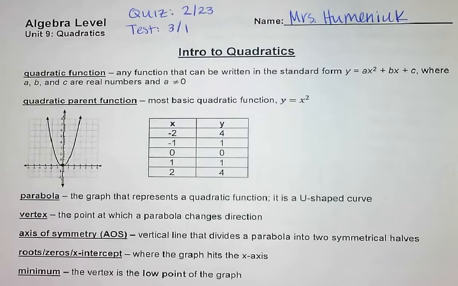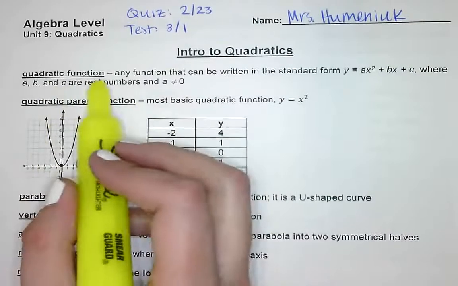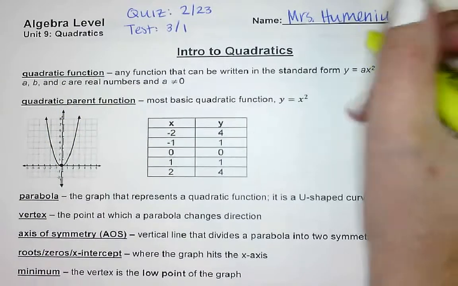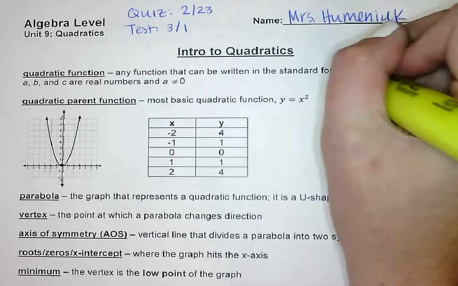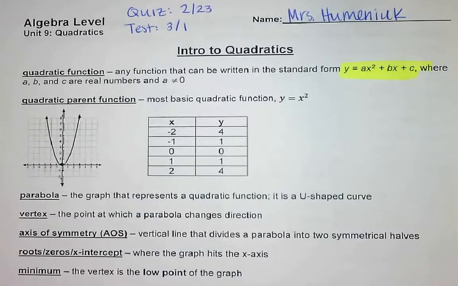We're going to be talking about quadratic functions. Now, this will actually look a little bit familiar because we just finished our unit on factoring, right? So guys, a quadratic function is any function that can be written in the standard form, y equals ax squared plus bx plus c, where your a, b, and c are real numbers, and your a is not equal to 0.